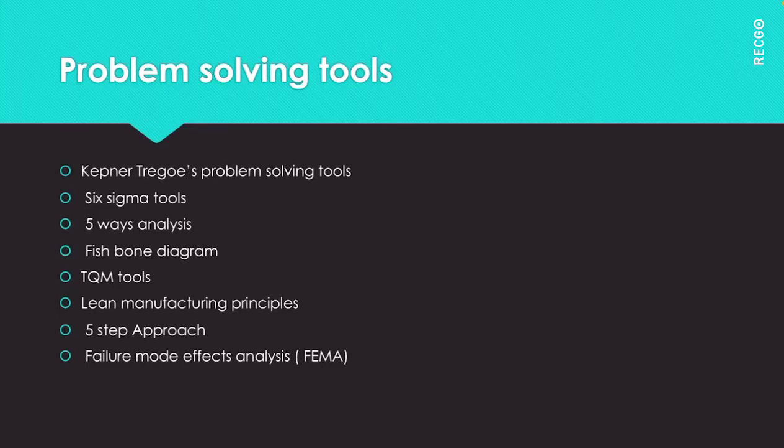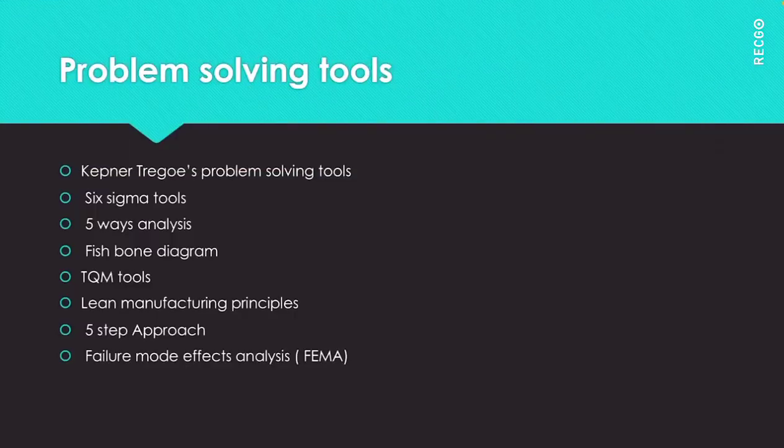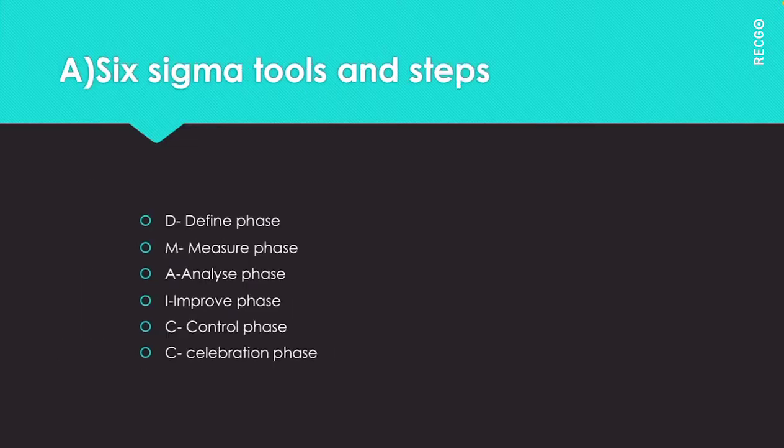Depending upon the complexity of a problem, an organization may choose any of the following strategies. These strategies are given by Kepner-Tregoe: Six Sigma tools, 5 whys analysis, fishbone diagram, TQM tools, lean manufacturing principles, 5-step approach, and failure mode and effects analysis, which is known as FMEA. So we'll understand the Six Sigma tools and steps.